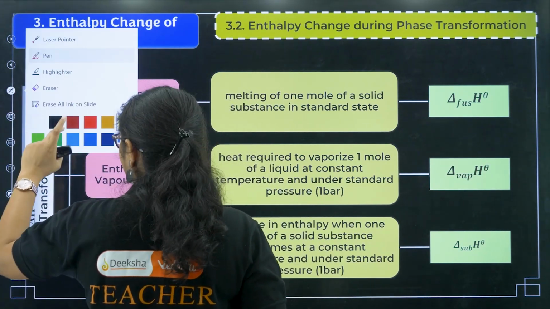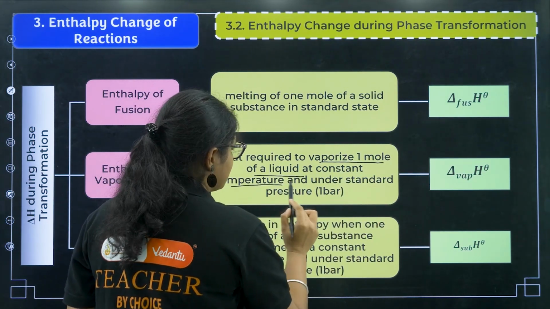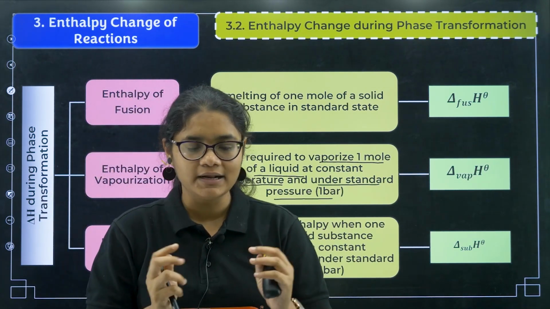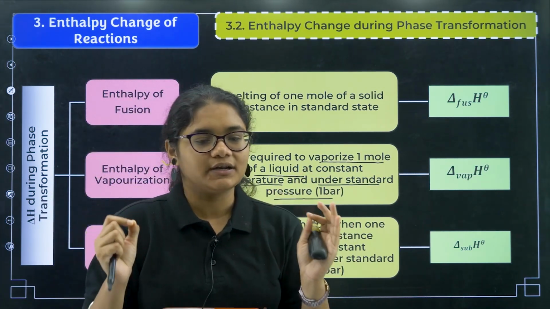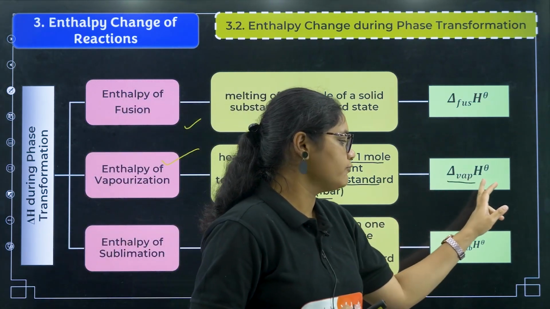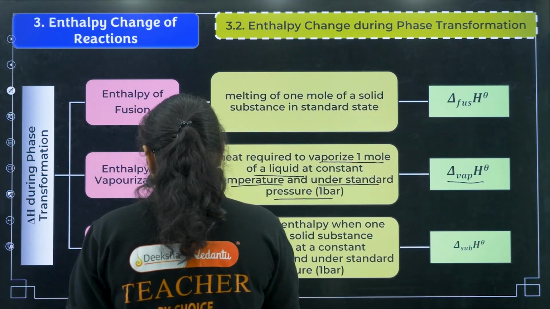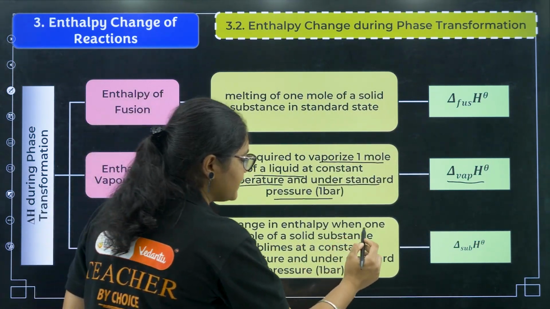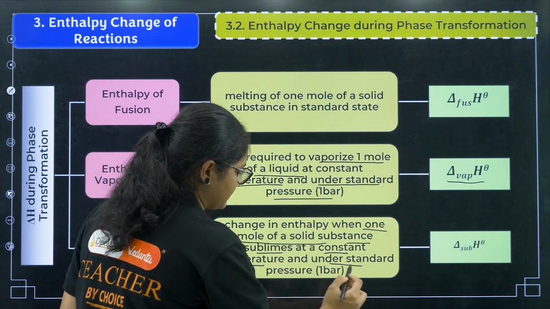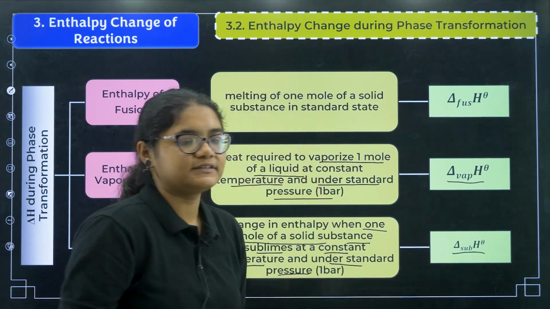So what is enthalpy of vaporization here? Heat required to vaporize 1 mole of a liquid at constant temperature and under standard pressure. Okay, so when you are vaporizing 1 mole of a liquid, temperature is 298, pressure is 1 bar. At that time, whatever enthalpy heat is required, that is called as enthalpy of vaporization. Okay, now similarly we have enthalpy of sublimation. So change in enthalpy when 1 mole of a solid substance sublimes at a constant temperature and pressure of 1 bar. Okay, so that is called as the enthalpy of sublimation.